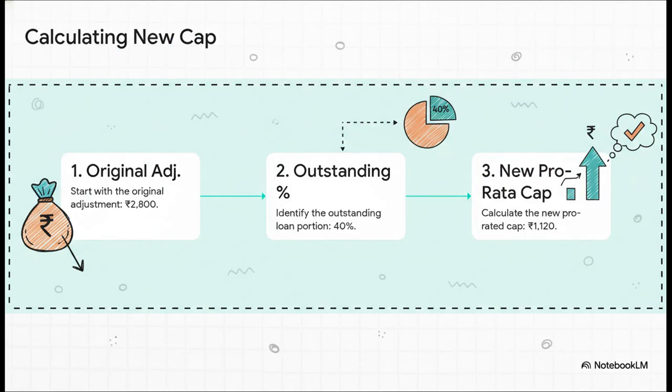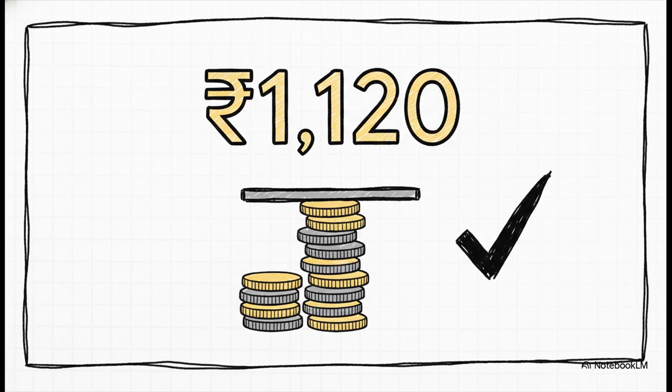The logic here actually follows a really clear path. You start with that original 2,800 rupee loss that we capitalized way back in year one. Now, since only 40% of the loan is even left, it's only fair that the cap for any reversal is also reduced to 40%. You do the math, and our new maximum adjustment is just 1,120 rupees. And there you have it.